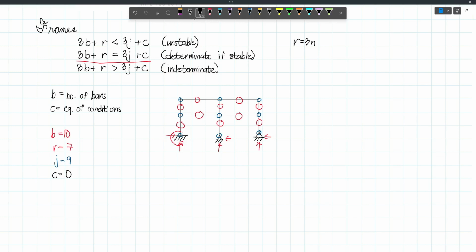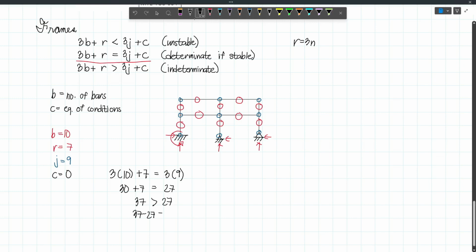So let's equate. It becomes 3 times B, which is 10, plus R, which is 7, is equal to 3 times J, which is 9. So 3 times 10 is 30, and then plus 7 is 37, equals 9 times 3, which is 27. And so 37 is greater than 27, and so our frame is indeterminate. So it falls under that condition. So 37 minus 27, it is indeterminate to the 10th degree. Now, I hope you agree. So this is our I, or degree of indeterminacy.